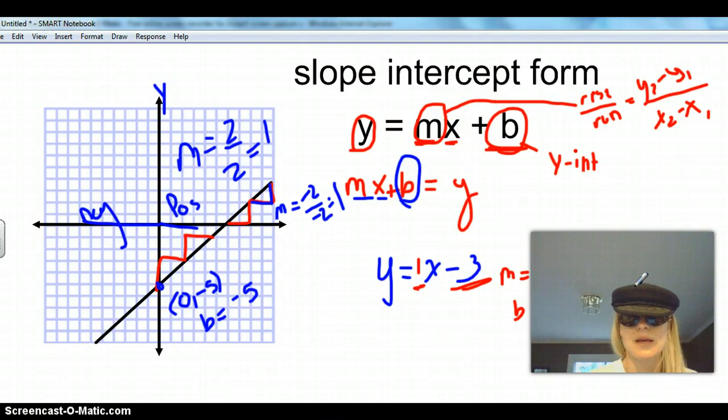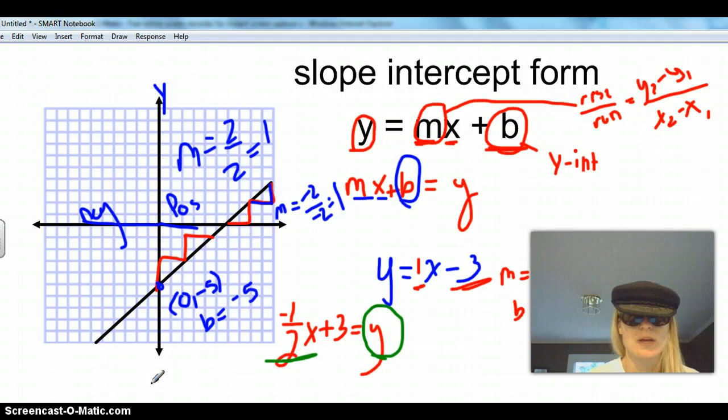Okay? Now remember, I can have it written a different way. I can say -1/2 x plus 3 equals y. This is still in slope-intercept form because the y is isolated by itself. So we can identify the slope as the number before the x. So here's my slope. So my slope is -1/2. Okay?